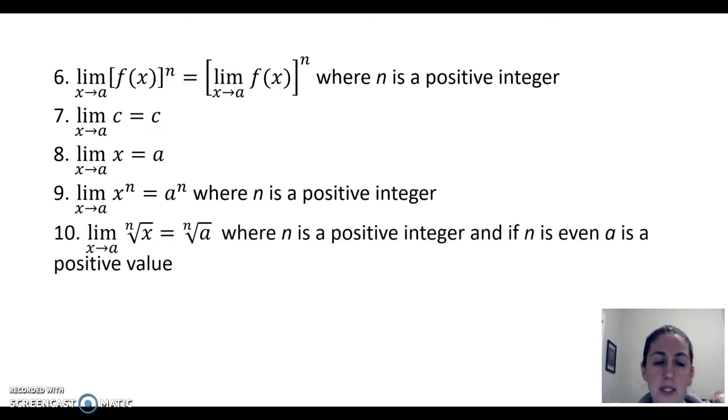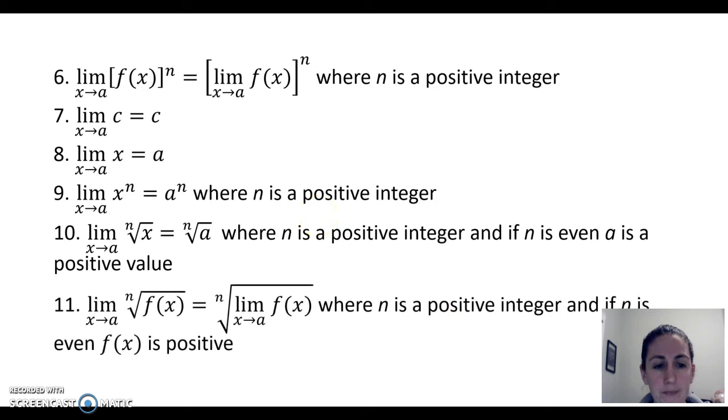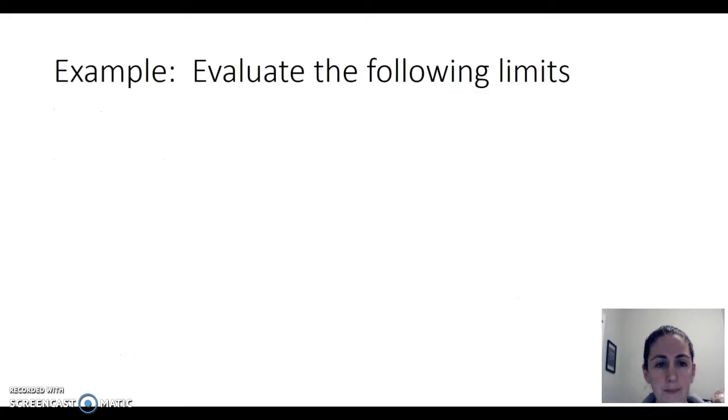The limit as x approaches a of the nth root of x is the nth root of a, where n is a positive integer. And of course, if n is even, then a would need to be a positive value, because you can't take the even root of a negative number. And the limit as x approaches a of the nth root of a function, you can actually pull that radical out, take the limit of that function, and then take the nth root. And of course, n would have to be a positive integer as well.